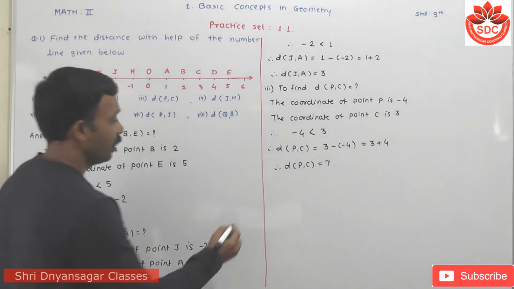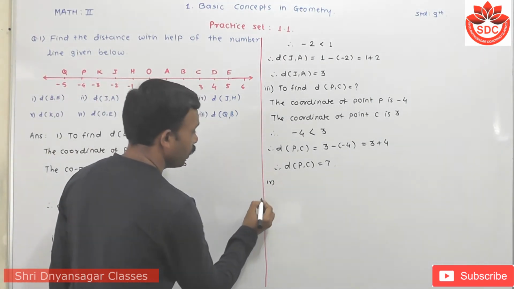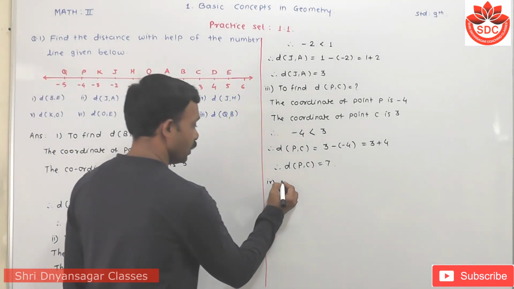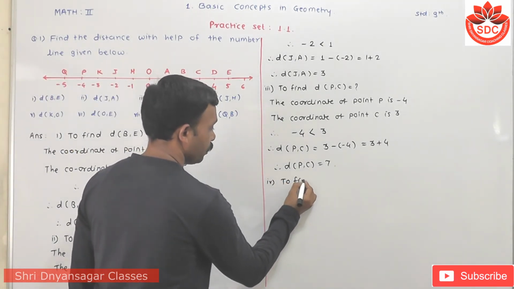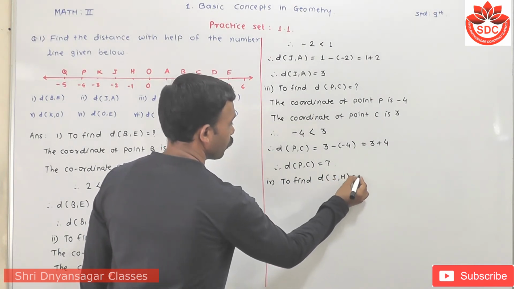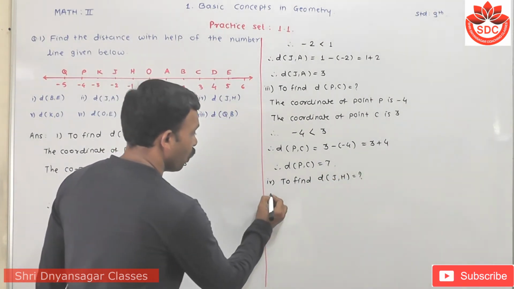Then we take the next sub-question, question number 4, to find the value of distance JH. Now, write the coordinate of the point.